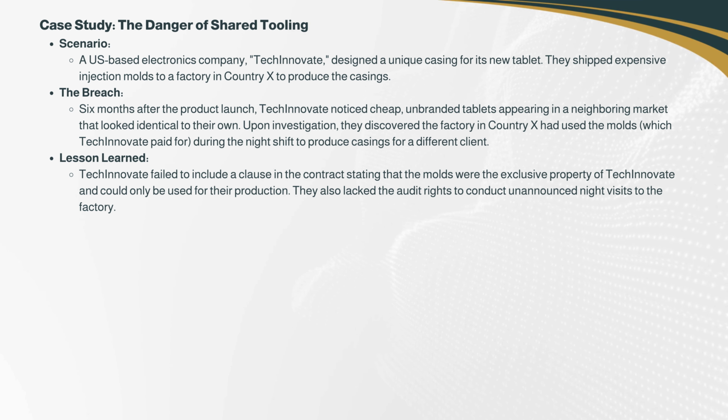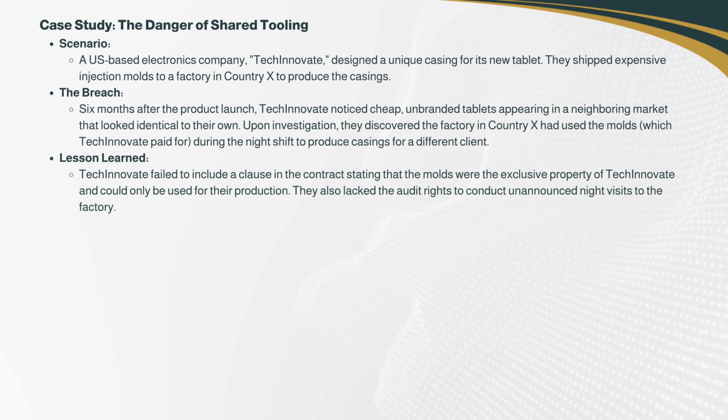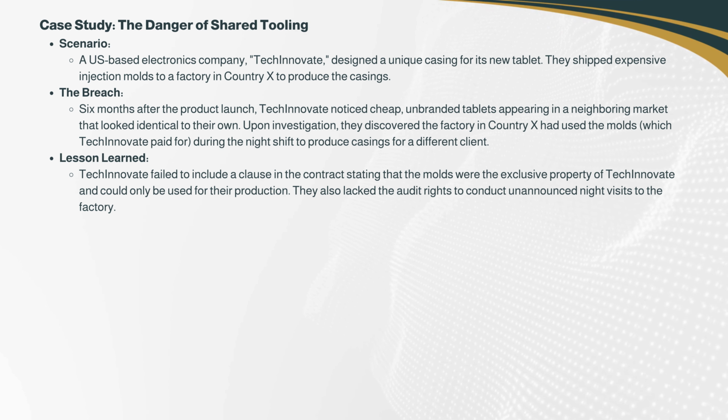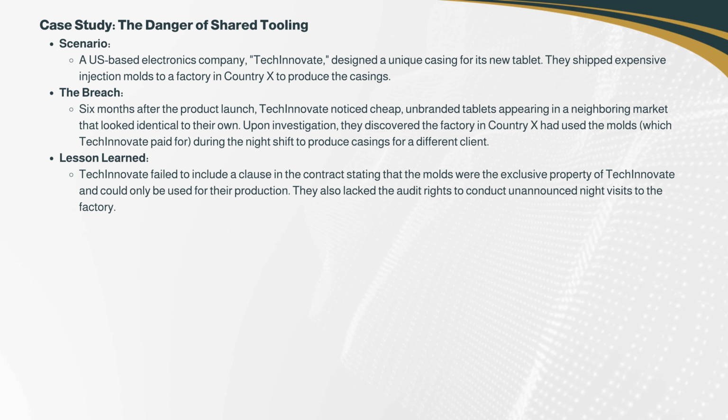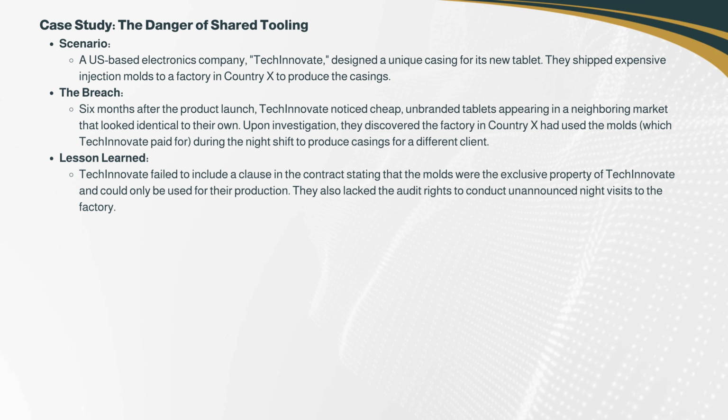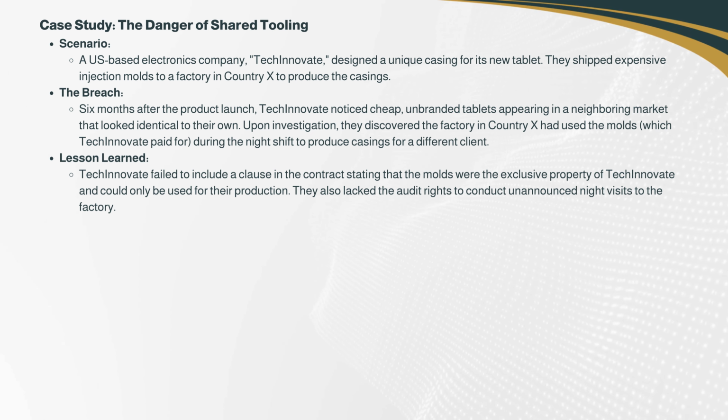Upon investigation, they discovered the factory in country X had used the molds, which Tech Innovate paid for, during the night shift to produce casings for a different client. Lesson learned: Tech Innovate failed to include a clause in the contract stating that the molds were the exclusive property of Tech Innovate and could only be used for their production. They also lacked the audit rights to conduct unannounced night visits to the factory.